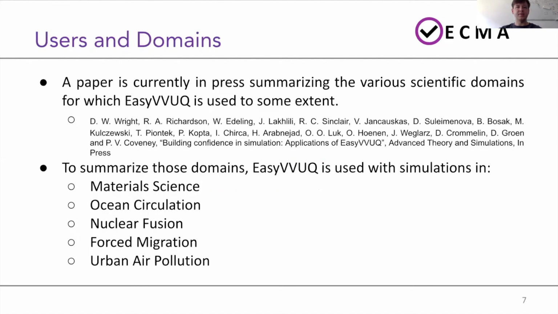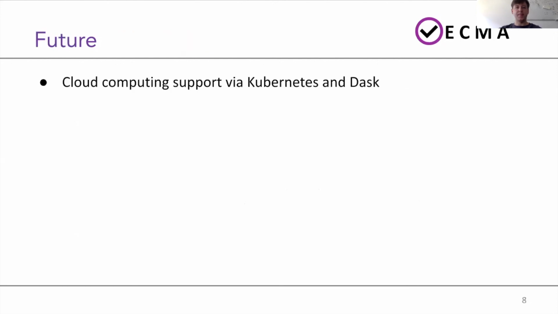Then there is a paper in press summarizing the current users of the framework. But just to summarize, it's used in material science, ocean circulation, nuclear fusion, forced migration, and urban air pollution modeling. In the near future, we plan to add support for cloud computing via Kubernetes and Dask.